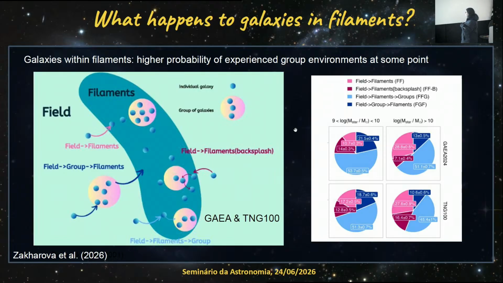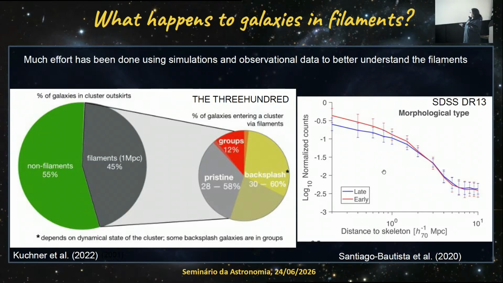And from the simulations, they find that it is a mixed bag. It's not very clear that you have only one pathway. It is being seen in the simulations that you have a mixed bag of things in filaments. So with filaments, we still don't really know what's going on. Here are some more results regarding this.